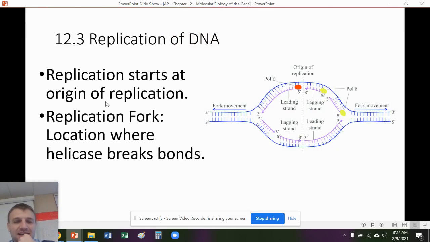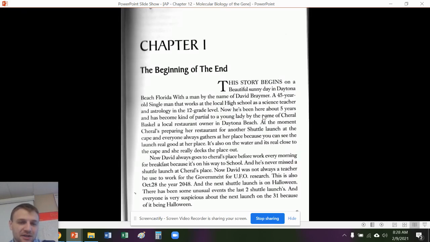All right, replication starts at the origin of replication. We're going to talk about that later on and what that means. Oh wait, no, I think the next slide actually does that. I have a pretty good analogy for that. And the replication fork. This is actually the location where helicase is breaking down the bonds. It's important to understand the difference between those two.